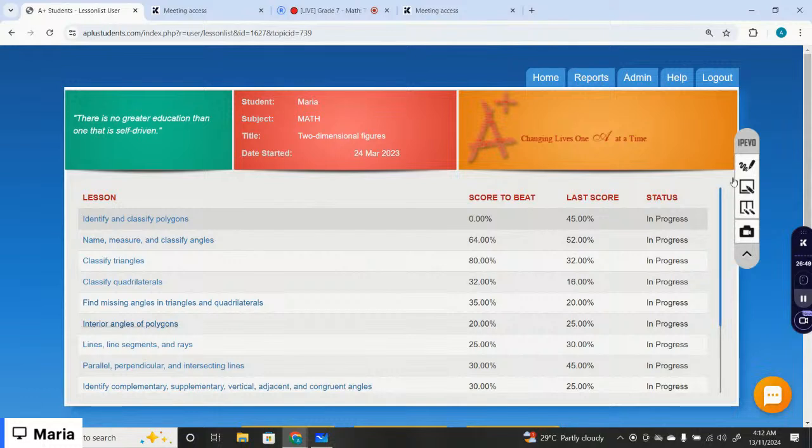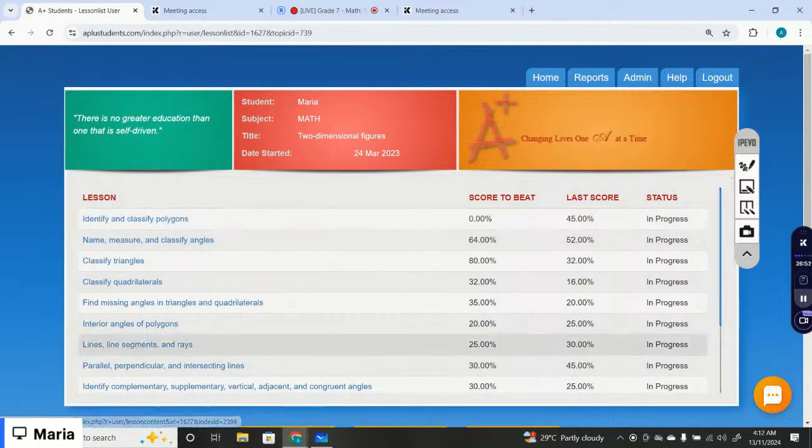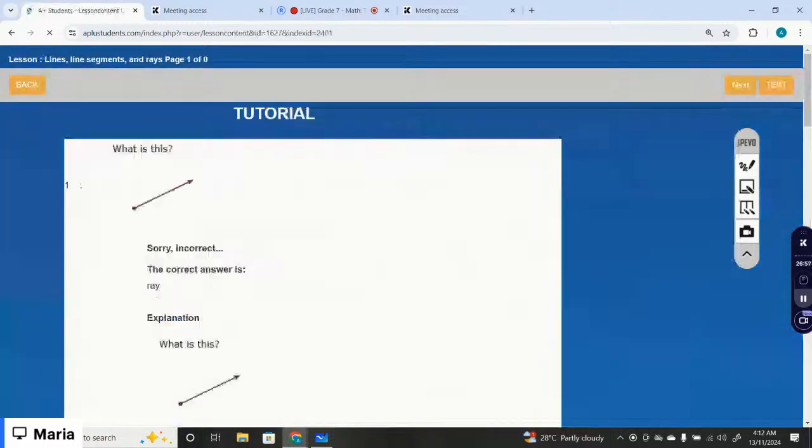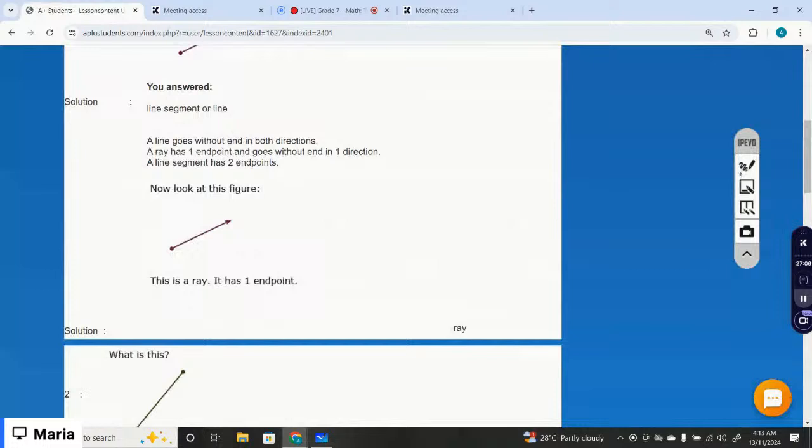The next lesson is lines, line segments, and rays. Let's just start with the lesson. What is this? That's a ray. A line goes without end in both directions. That's a line, right? A ray has one endpoint and goes without end in one direction. And a line segment has two endpoints. That means that is the line segment. And the one that has only one endpoint is a ray.